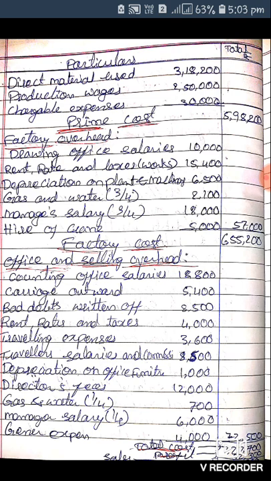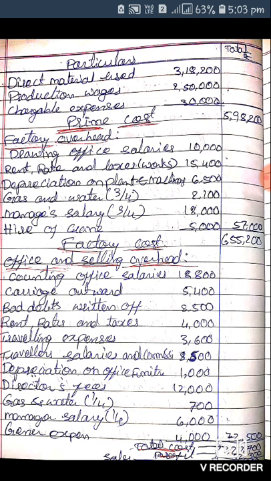Directors fees are 12,000. For gas and water, the office is only using 1/4 of the total water and gas, so that is 700 rupees per year. Manager salary is also divided in the ratio 3:1. One part is 6,000, and general expenses, which are 4,000, are added to the office overhead.